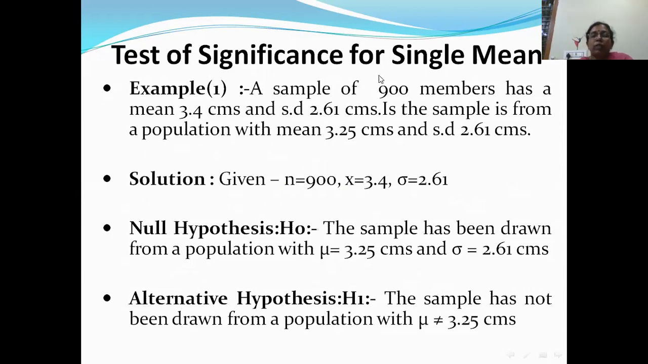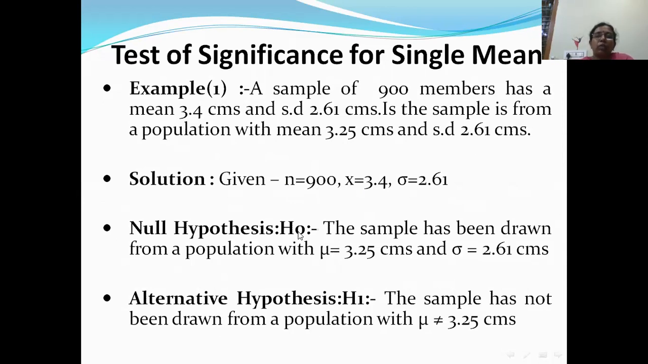Now you have to test whether this sample is drawn from a population whose mean is 3.25 centimeters and standard deviation is 2.61 centimeters. So what are the values given to you? First write this. n is given as 900, the sample size, x bar, the sample mean, is given as 3.4, and the population standard deviation is given as 2.61.